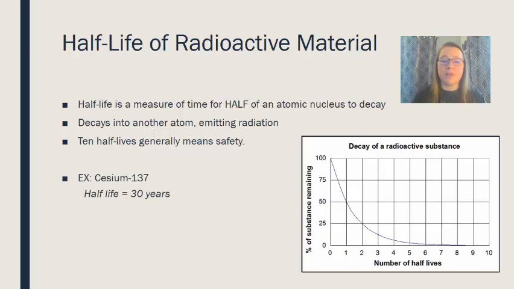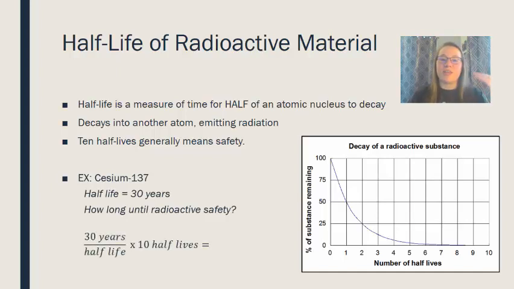So let's look at an example here. If we look at cesium-137, this has a half-life of 30 years. And if you have a question that asks how long will it take until radioactive safety is reached for cesium-137, given a half-life of 30 years, you can set it up using the following equation. You can say 30 years per half-life times the 10 half-lives until we reach radioactive safety, make sure the units cancel out, and you end up with years as your unit, and it will actually take 300 years to reach radioactive safety for a set amount of cesium-137.